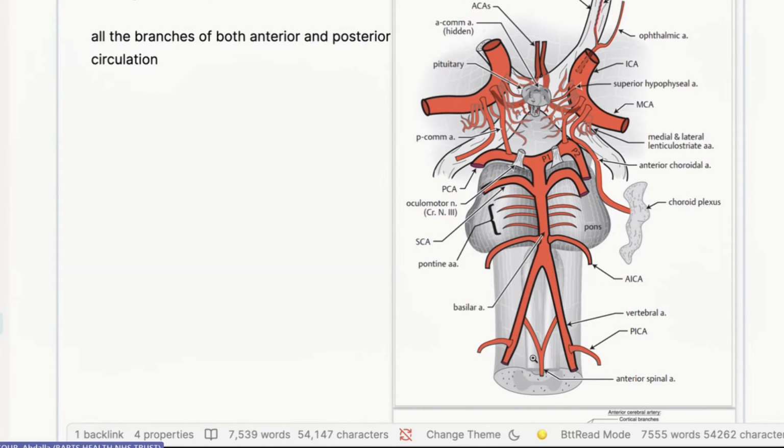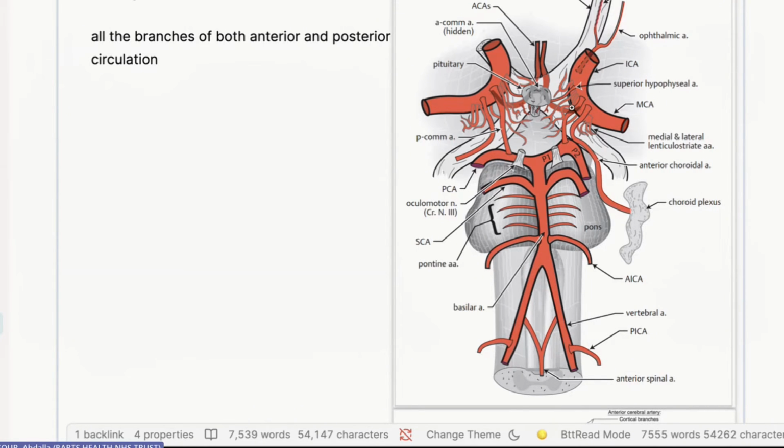The anterior circulation is your ICA, the internal carotid artery, which divides into the anterior cerebral artery and middle cerebral artery. And this is your vertebral coming together as basilar, and then it gives off the posterior cerebral arteries. So now you have anterior circulation and posterior circulation. We would like to connect these together. The way we can connect or communicate them is through communicating arteries.